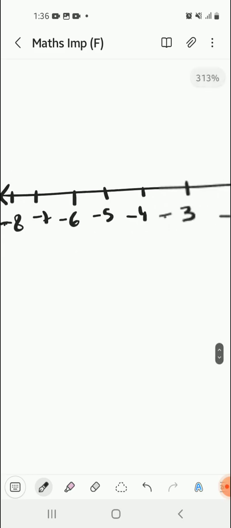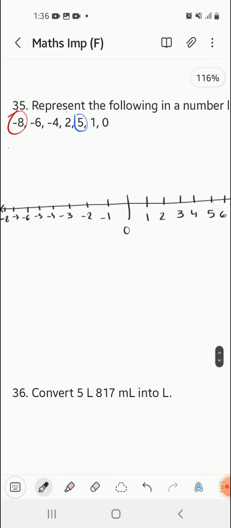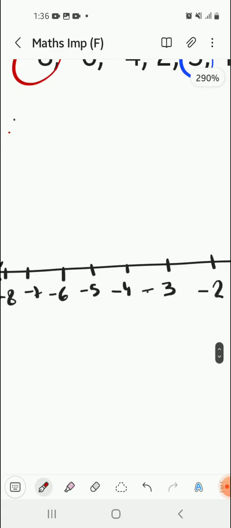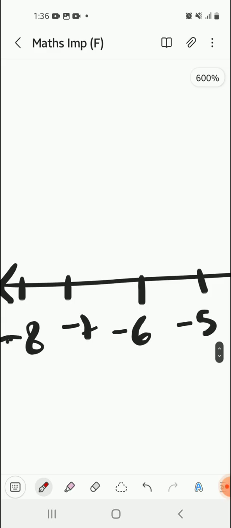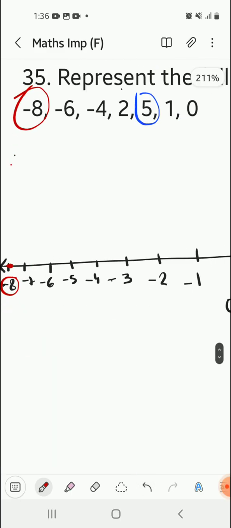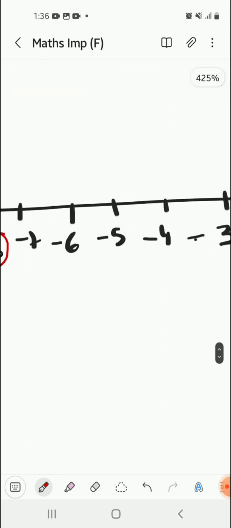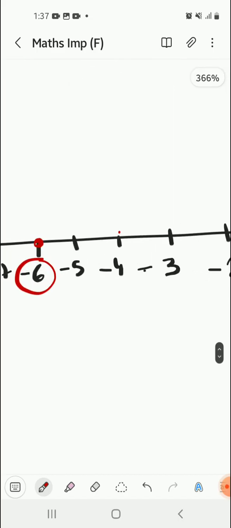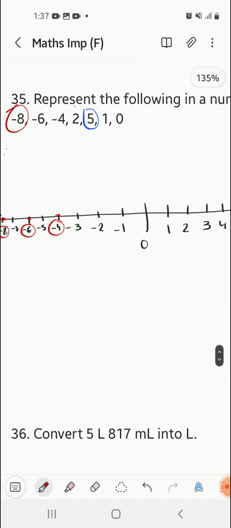Now we have to mark all the negative numbers and the positive numbers. Over here we have -8, so we will mark it with a dot and then circle the digit, in order to highlight. -6, you have -6 here, so put a dot here and circle the digit. -4 over here, so put a dot on the number line and circle the digit.